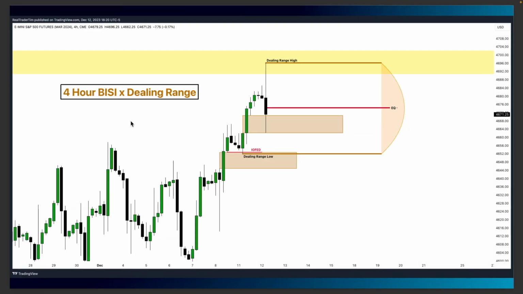Now I want to talk about the 4-hour chart. Again, this yellow box up here is that daily liquidity void. Focus down here on the dealing range low. Why am I anchoring this as my dealing range low? Why not this one? I'm refining it as my dealing range low because we've already had IOFED, institutional order flow entry drill. So best case for longs, this target still hasn't been met.